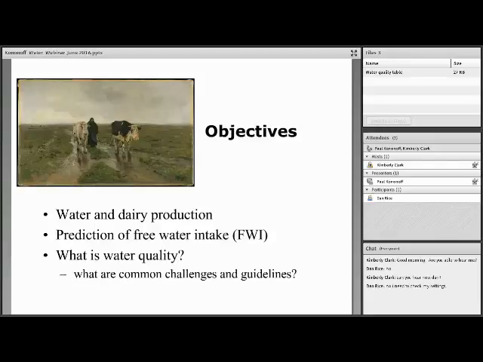But before I start, I just want to show you this picture of Anton Mauve. Anton Mauve was actually a Dutch realist painter in the late 1800s, and frequently the characters in his painting were Dutch peasants from the countryside working alongside their animals.